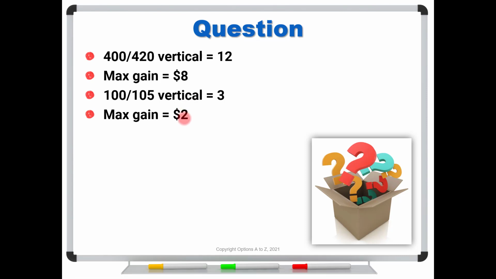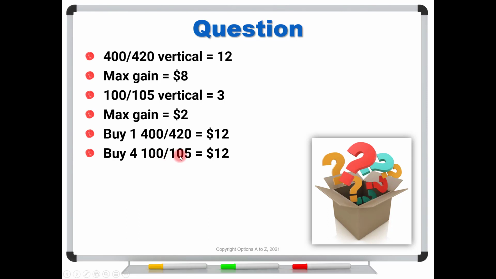So this trader's question was this: what if we bought one 400-420 vertical spread for 12, but instead I bought 4 of the 100-105s? And that would also cost me 12. Remember, one spread is worth 3, so if we buy it 4 times, it's therefore worth 12. So in both cases, our maximum gain would be 8. And so this trader was saying, well, does that make them exactly equal?